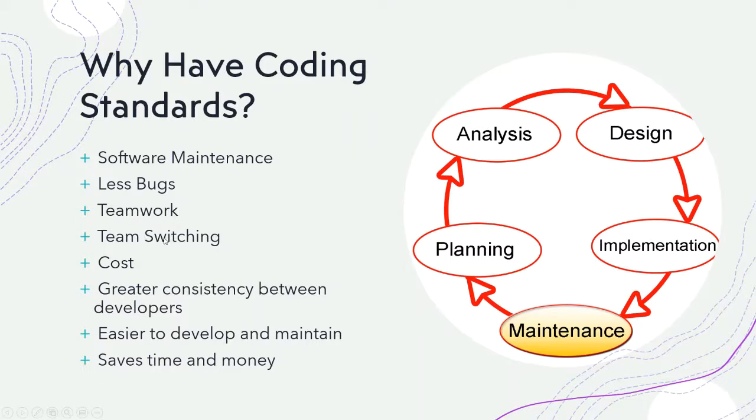In a company setting, you will not be the only one to work on a program or a system. There will be different teams that will work on one system. We have the quality assurance teams, we have the developers, and there would also be developers developing different functions in the system. So team switching will be easier if your program follows the standards.